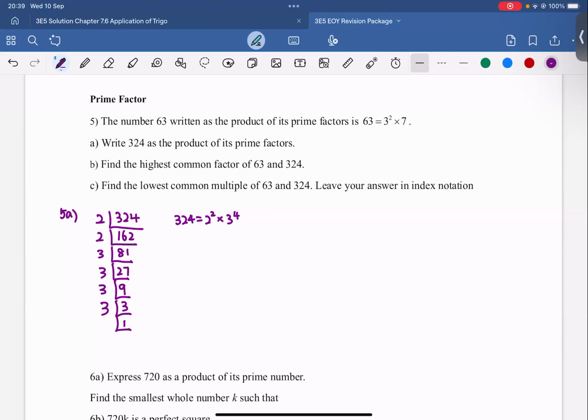Okay, that's part A. Part B. Okay, so then how do you check whether you are correct? Just key this into your calculator. Make sure you get 324.